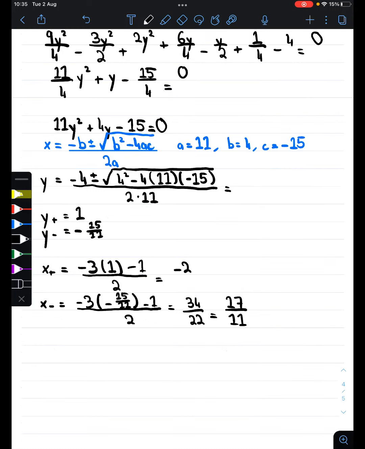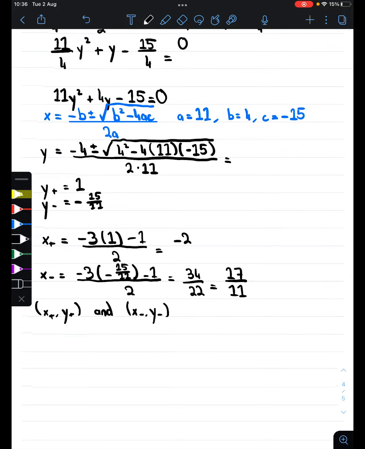And so our two solutions, x plus y plus and x minus y minus, give us minus 2, 1, and 17 over 11, minus 15 over 11.